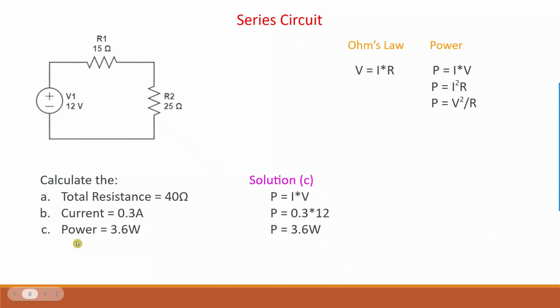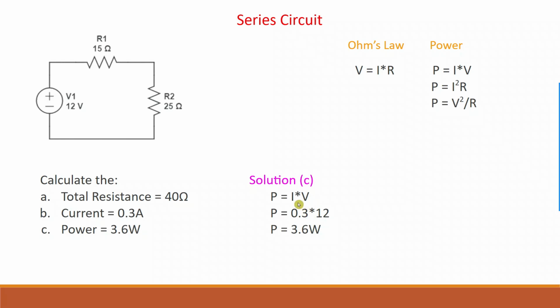So next we'll calculate the power. What is the total power of this series circuit? To calculate the power, we have a formula. This is the power formula. P equal to I into V, or P equal to I square R, or P equal to V square by R. We can use any one out of three. Right now I am using the first one, P equal to I into V. You can use any one, then you will get the same result.